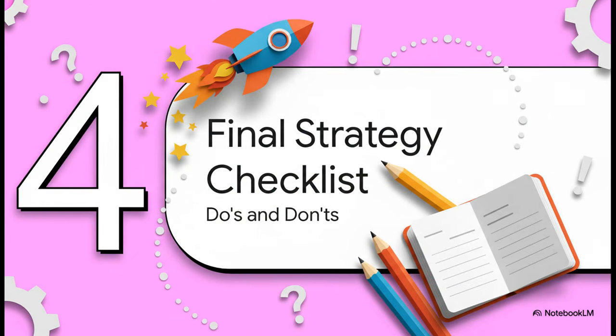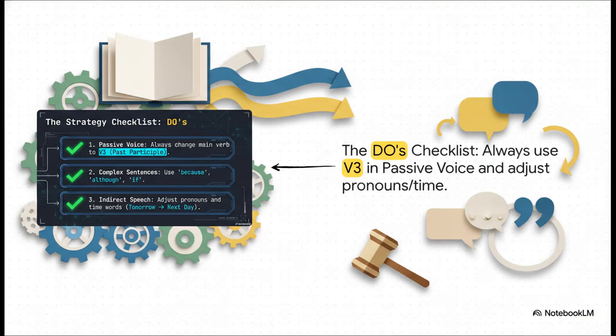We're in the final stretch now, so it's time for a rapid-fire review of the most important rules to guarantee success. This is your final strategy checklist. Let's make sure we've got this down. Okay, let's run through the do's checklist. 1. In passive voice, that main verb is always V3. 2. Use the correct conjunctions to build your sentences properly. And 3. In indirect speech, you always have to adjust the pronouns and time words.